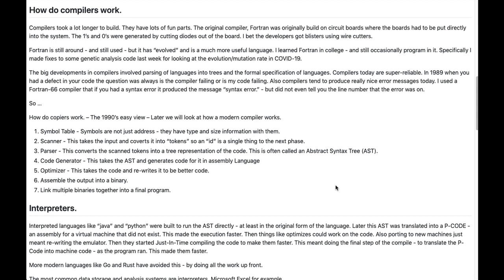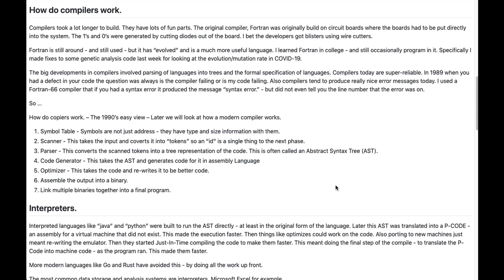The big developments in compilers involved parse trees and language specification. We're going to look at some of those things here in a minute. Compilers today are super reliable. I mean, it's just amazing what the quality of the software inside compilers is today. And a lot of that has to do with automated testing and the ability to determine that, yes, this is the correct solution for any particular kind of input.